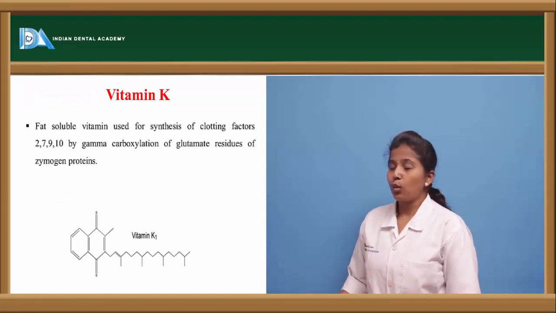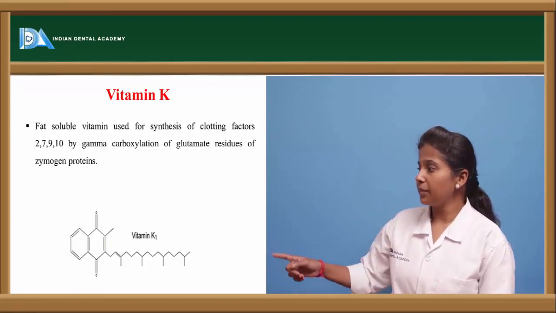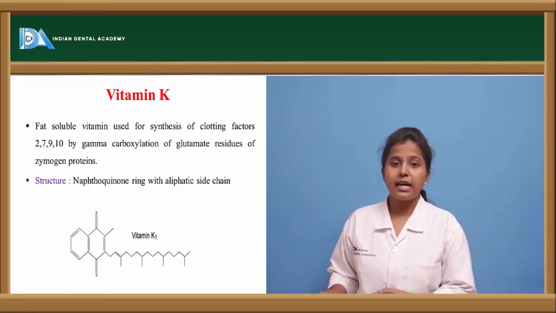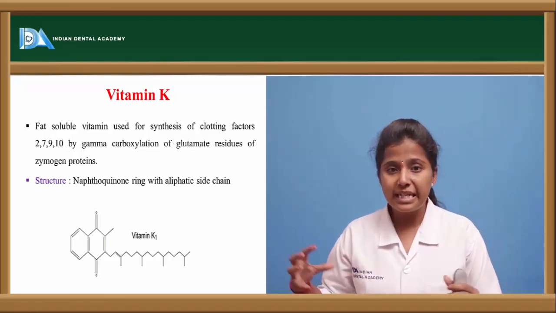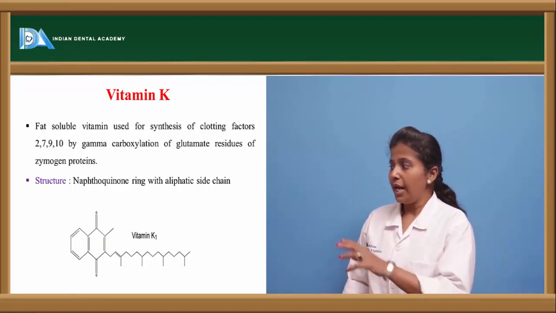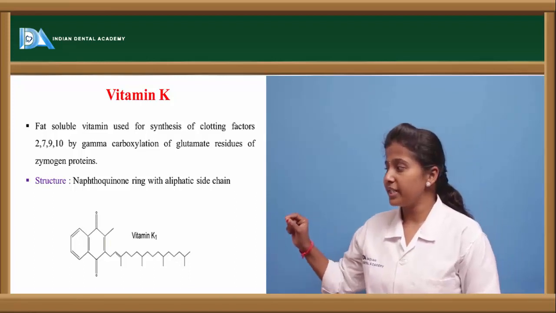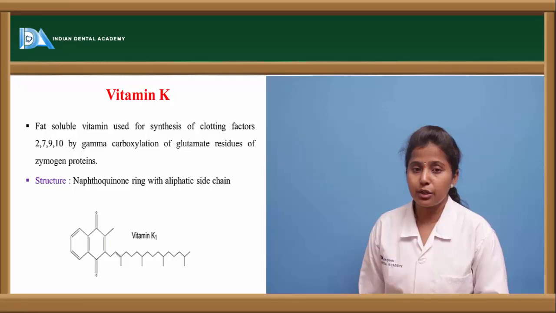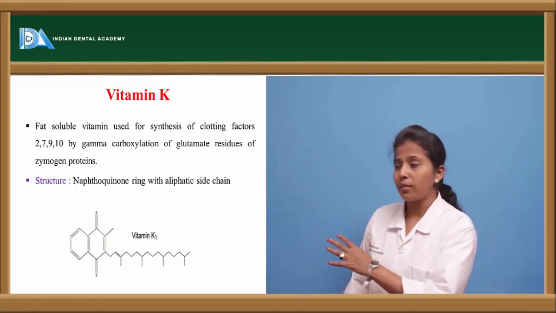Let us see this vitamin K. What is the structure of this vitamin K? We can see the structure. It contains a naphthoquinone ring. The naphthoquinone ring is the major component. It contains two benzene rings attached together. Here we can see the naphthoquinone ring, and it is attached with an aliphatic side chain. It has some side chains with double bonds as well as some carbon atoms attached to that. So this is the common structure of vitamin K1.